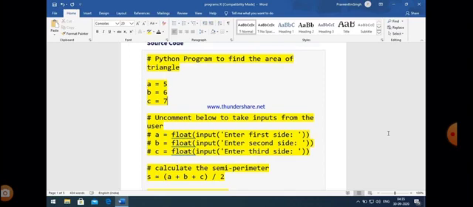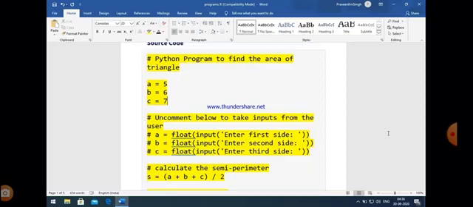We don't take integer. If you take integer, then we can say that it is incorrect, but it is not appropriate. Now after that we take a function input. The input function is used, and within the input function we pass a string: enter first side, in the second case we write enter second side, and in the third case we write enter third side.